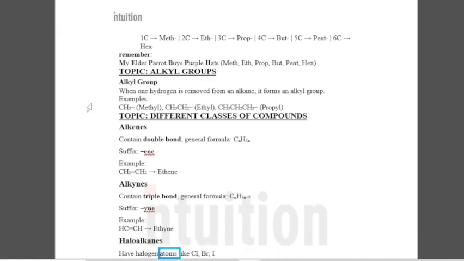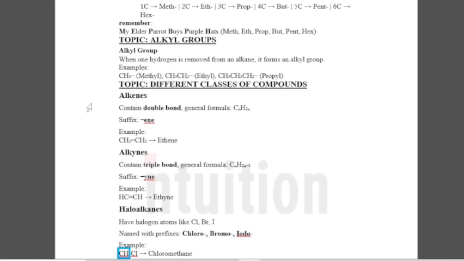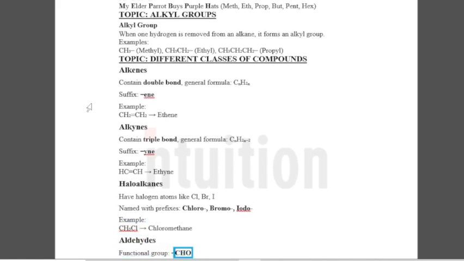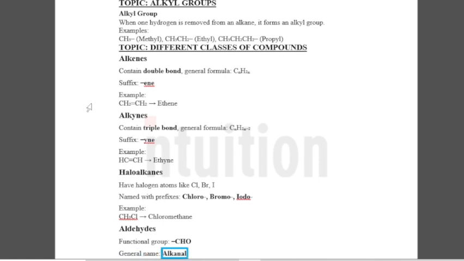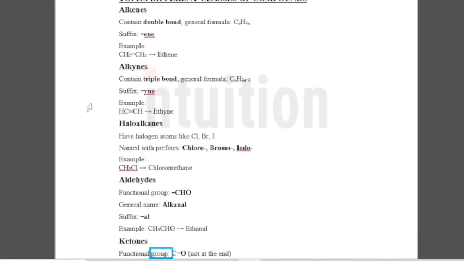Haloalkanes have halogen atoms like Cl, Br, I, named with prefixes chloro, bromo, iodo. Example: CH3Cl, chloromethane. Aldehydes: functional group CHO, general name alkanal, suffix -al. Example: CH3CHO ethanal.